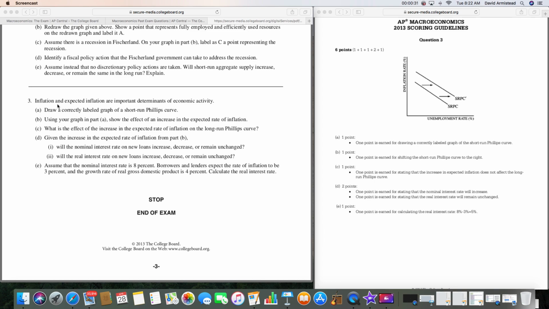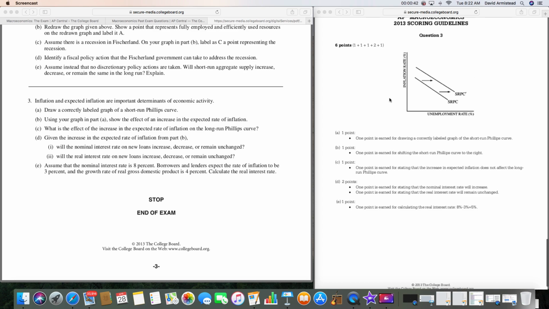Okay, so number 3 says inflation and expected inflation are important determinants of economic activity. Draw a correctly labeled graph of a short-run Phillips curve. All right, so if you look at their scoring guidelines, a correctly labeled graph of the short-run Phillips curve is just this. It's drawn the SRPC, the short-run Phillips curve, inflation rate on your y-axis, and then unemployment rate on your x-axis. Using your graph in part A, show the effect of an increase in the expected rate of inflation. Okay, so that's pretty tough.